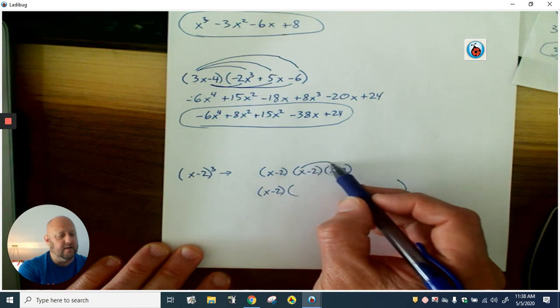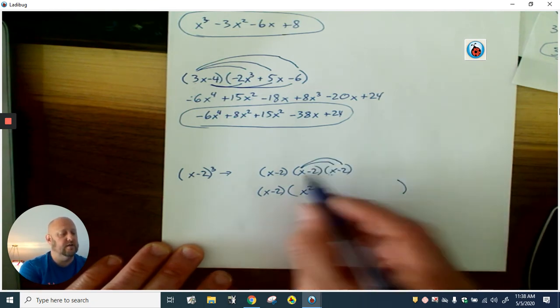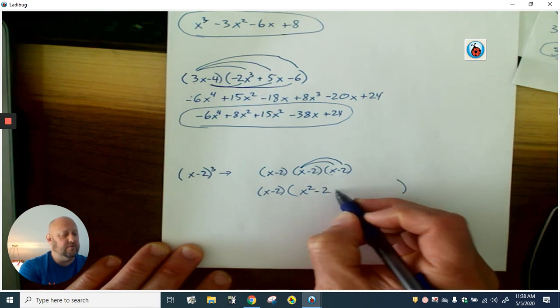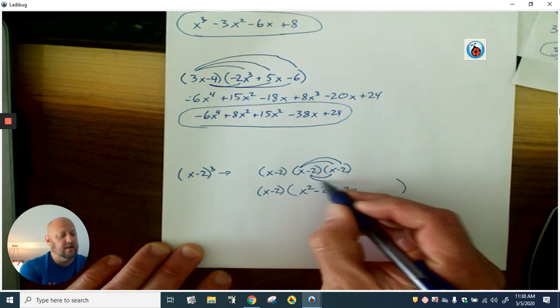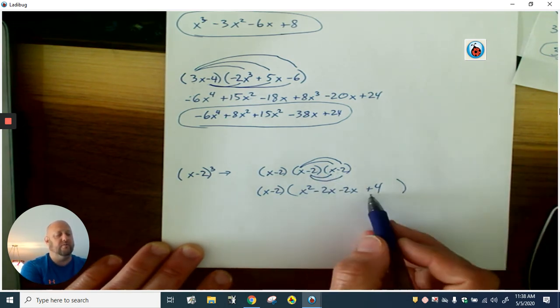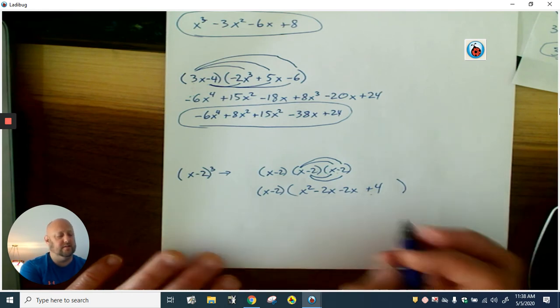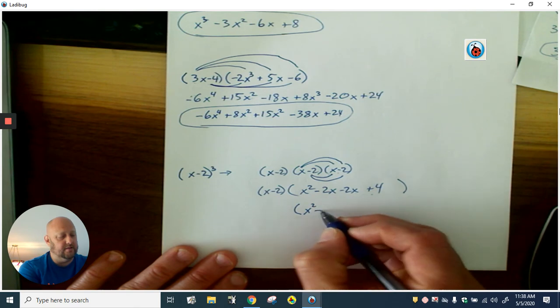We have to multiply the x and the x, which makes x squared. X and the negative 2 makes a negative 2x. And then we're going to have another negative 2x. Negative 2, negative 2 makes a positive 4. So binomial, binomial, we have 4 terms. We can make our life a little easier by simplifying that, combine those like terms there in the middle.